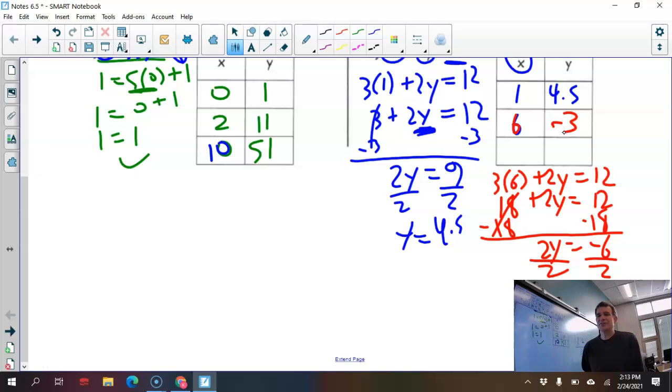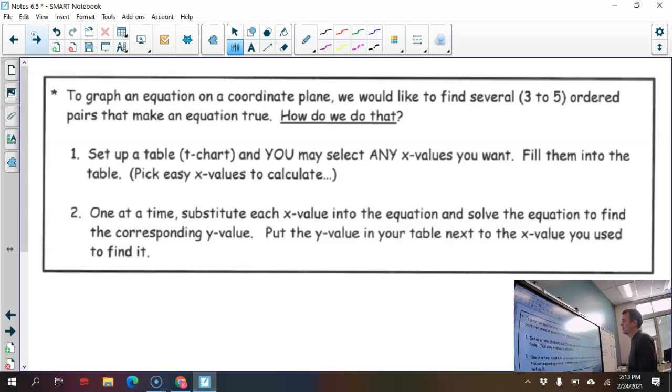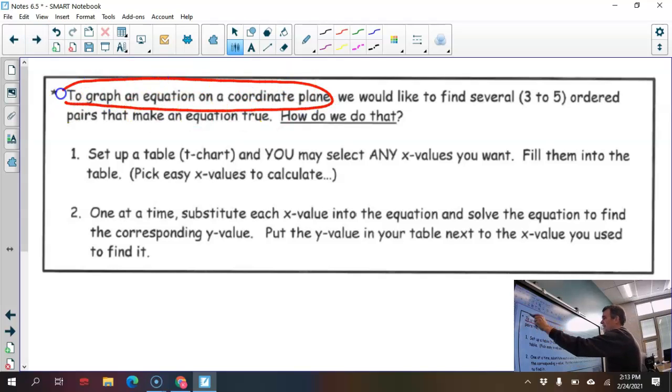And I have found another ordered pair. All right, do you see how I'm just substituting a number in for x, and I am solving for the y value that corresponds to that x value? All right, so here's the main thing we want to be able to do. We want to be able to graph an equation on a coordinate plane. And to do this, we need to learn how to set up a table. So, how do we set up a table?